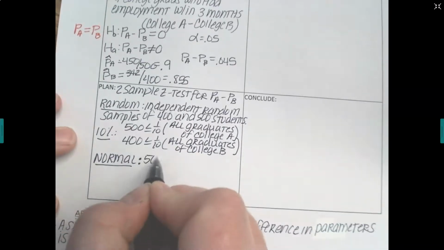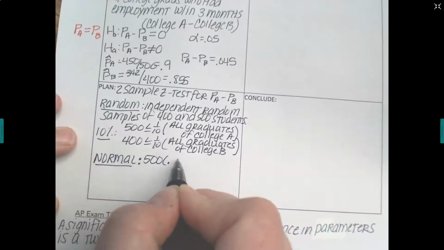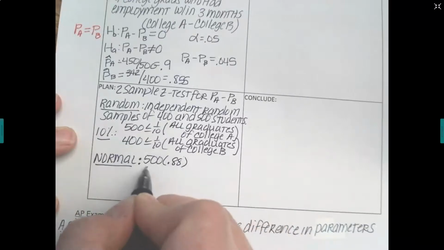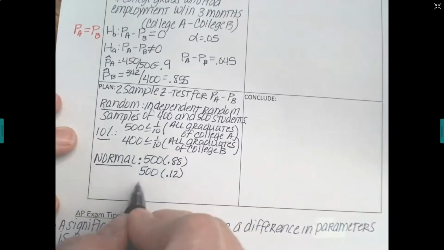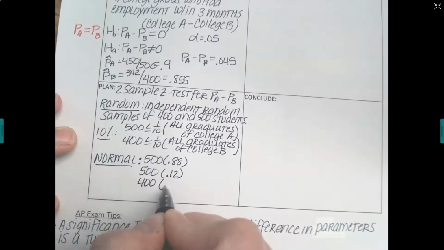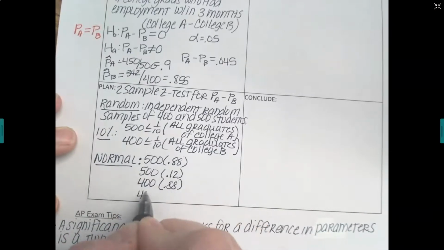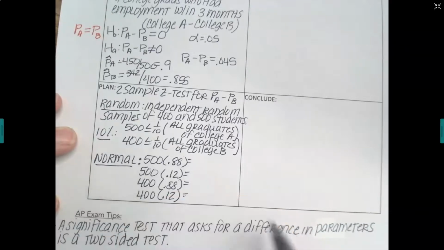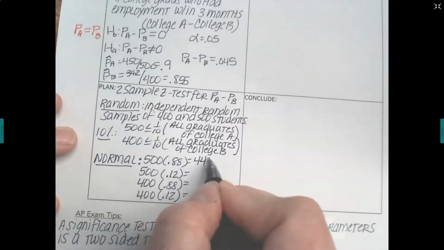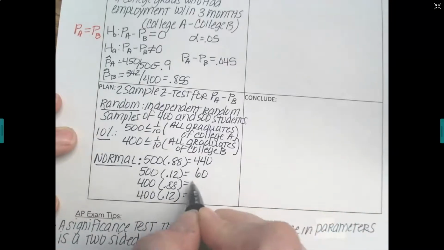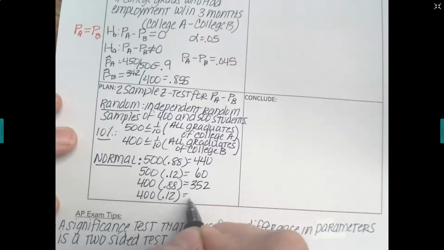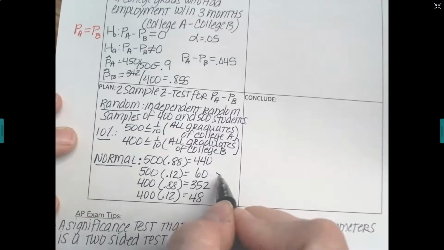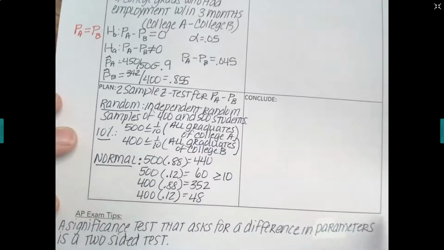So we had a sample of 500 and our p-hat pooled was 0.88. So we have 500 times 0.12, which is 1 minus p-hat pooled. Then we had samples of 400, and we'll do the same thing with that. When I calculate these all out, I got 440, 60, 352, and 48. All of my expected counts are greater than or equal to 10. So we're okay to move on.